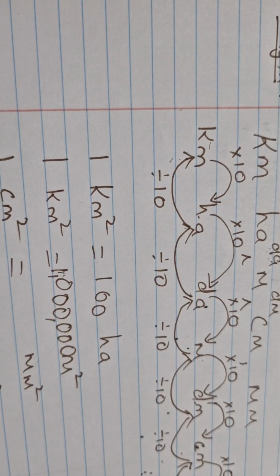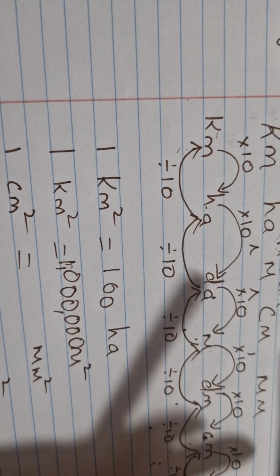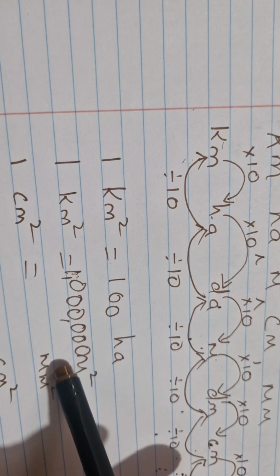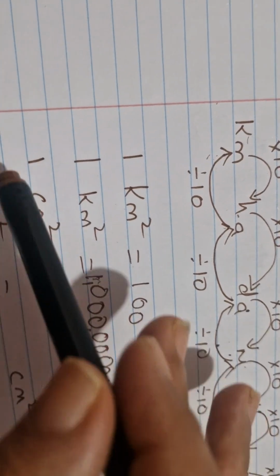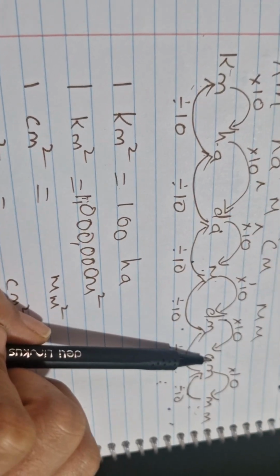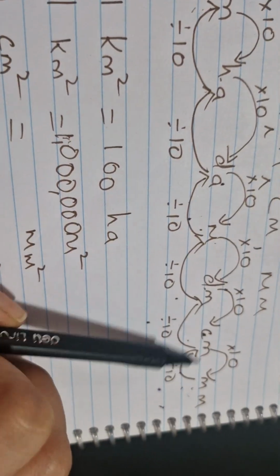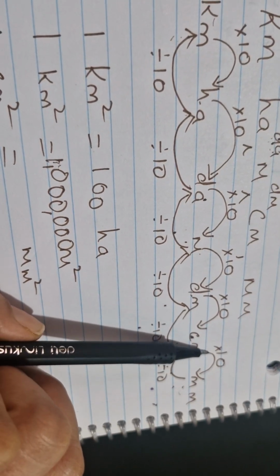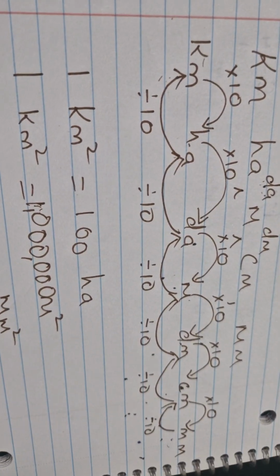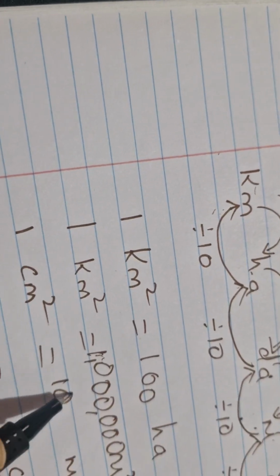Okay, not 100,000. It's 1 million. So 1 kilometer square equals 1 million meter square. In the same way, if I ask how many centimeter square to mm square, first you find out how many centimeter to mm. Centimeter to mm is 10. So for centimeter square it will be double, 10 times 10 will be 100. So 1 cm square will be 100 mm square.